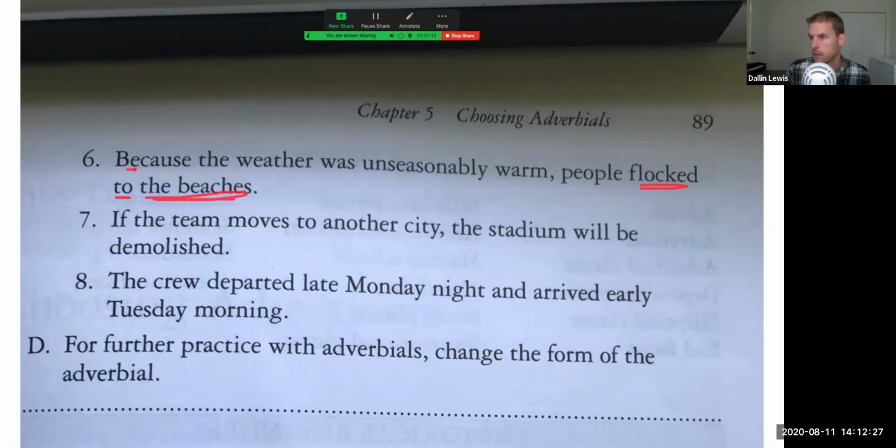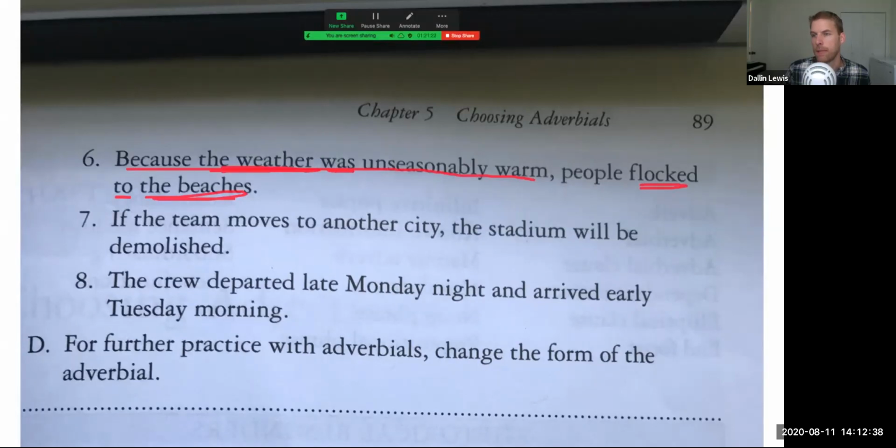Then we have this dependent clause here, because the weather was unseasonably warm. The weather is the subject of that dependent clause. Was is the verb. Because is the subordinating conjunction, and it's telling us reason.